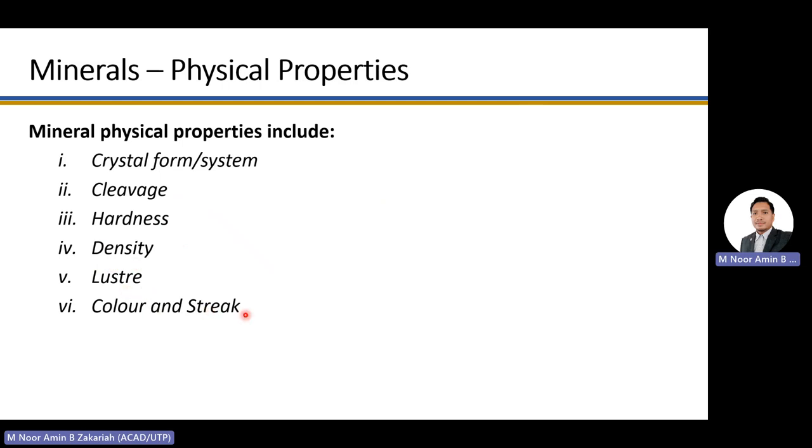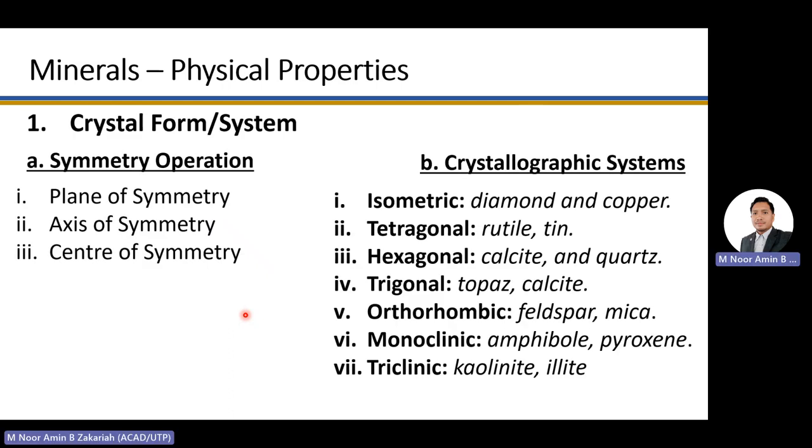So these are the seven mineral properties when you want to classify the mineral physically. We will investigate the properties of minerals one by one in the next slides, okay? So we take a look at the first physical property that we're going to classify, which is the crystal form or system. The crystal form of a mineral is its overall shape.